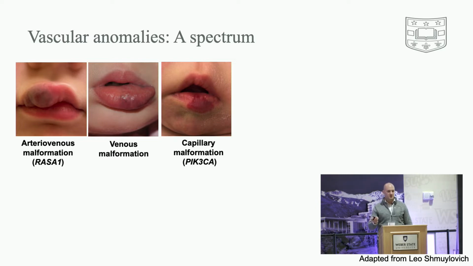The patient with the venous malformation in the middle would need possibly sclerotherapy, but wouldn't need any additional screening. And the patient with the PIK3CA mutation needs to have the rest of their body screened to make sure they don't have another overgrowth disorder. But they look very similar when they come in.